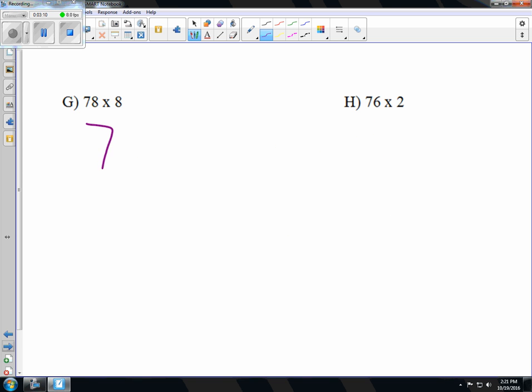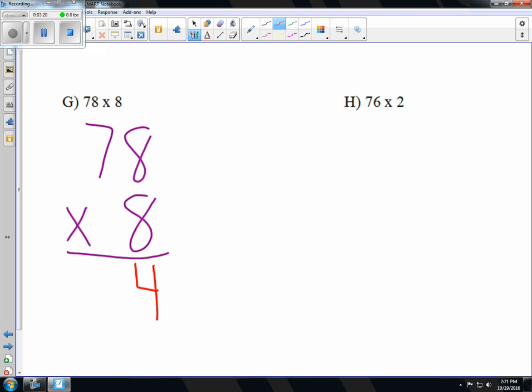So we have 78 times 8. This time we're going to try not to circle. First thing I'm going to ask myself is, what is 8 times 8? And 8 times 8 is 64. So there's a 4 down there, and I carry my 6. And then I go to 8 times 7, which is 56. And I have to remember to add in my 6 up there, which gets me to 62.